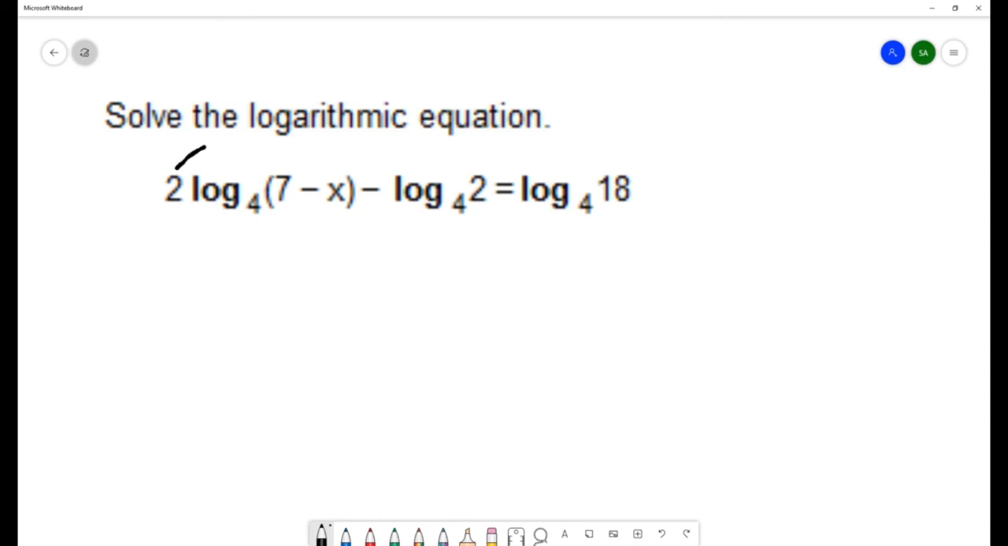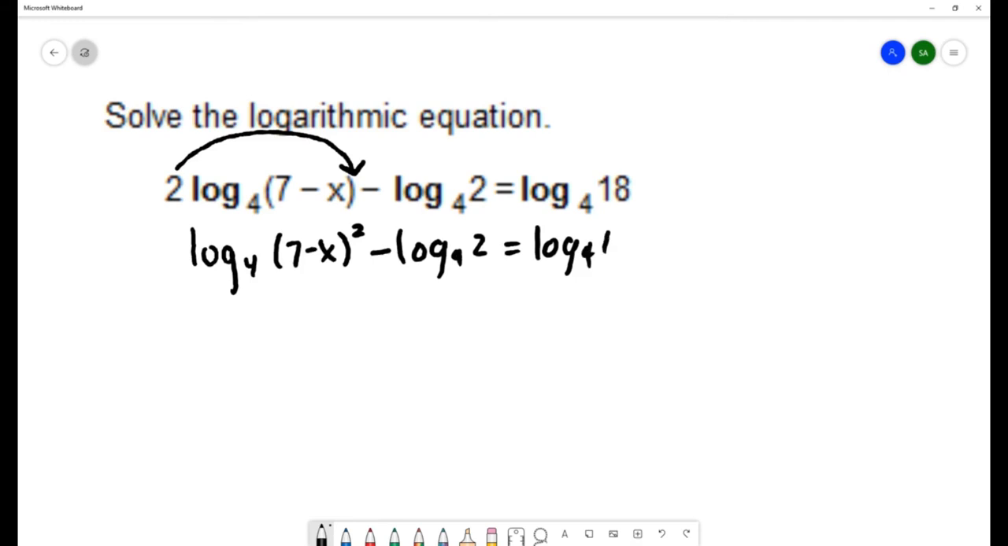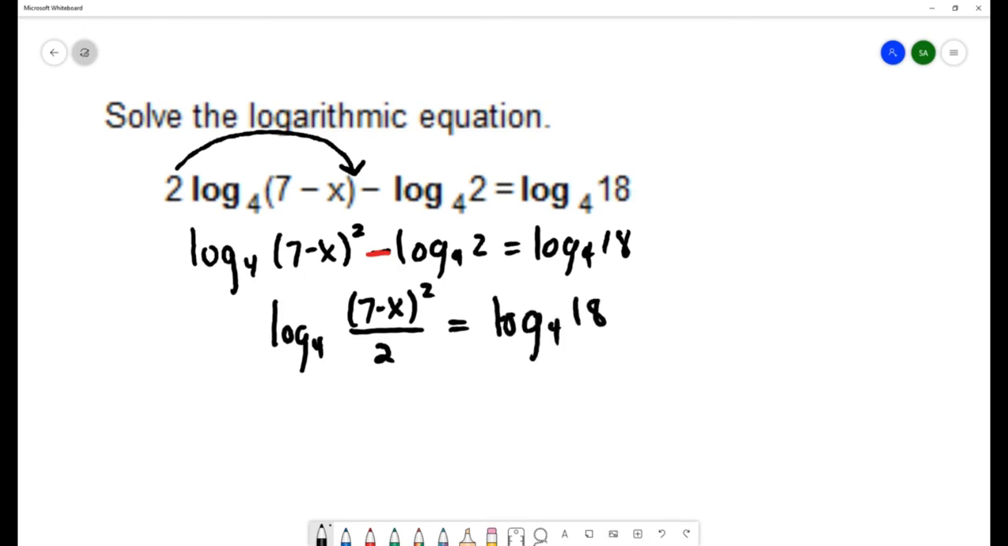So I'm going to use some other properties to condense the expression first. I'm going to use the power rule for logarithms to move this coefficient to the exponent. That would give log base 4 of 7 minus x squared, minus log base 4 of 2, equals log base 4 of 18. And now I need to condense these two logs together. Because we have a minus here, we'll use the quotient rule to condense. And that would give log base 4 of 7 minus x squared over 2. And I'm just copying down the right-hand side.